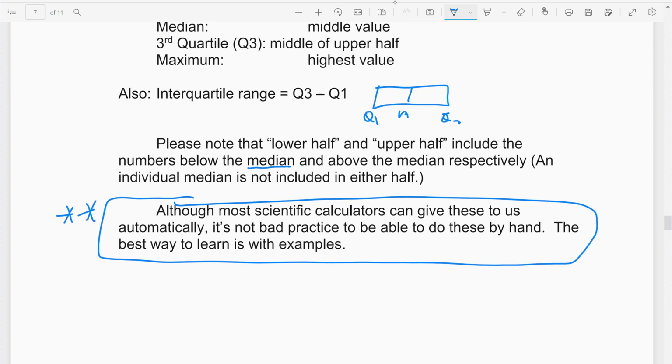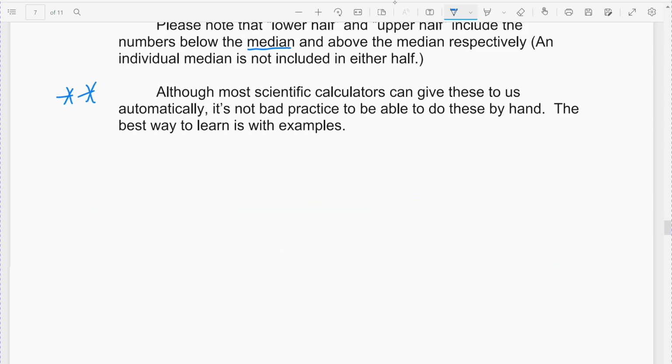So if you have a TI-30, there's a video on how to find the 5-number summary and a box plot on your calculator. If you have a TI-83, 84 Inspire, there are videos out there on how to find the 5-number summary and a box plot on there. So again, most scientific calculators that you would use can do these. But it's a good idea to kind of know how they're found by hand. So we're going to go through by hand, and if you want to figure out how to do them on your calculator, that's if you want to do that.